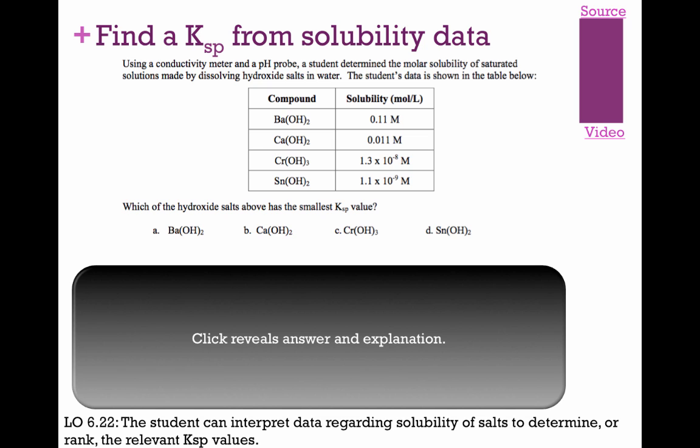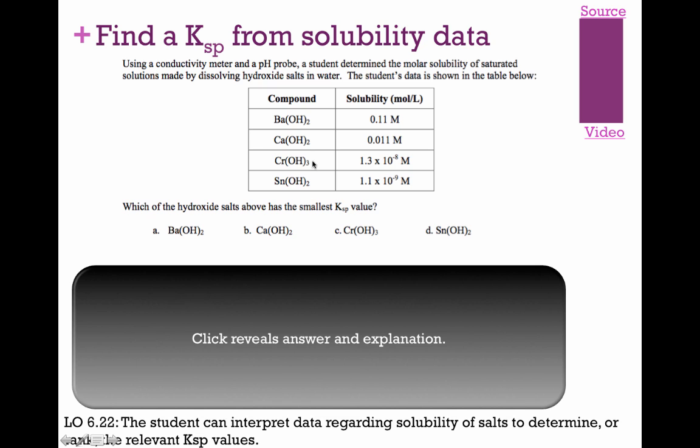So then, finding Ksp from solubility data. Let's say that using a conductivity meter and a pH probe, a student determined the molar solubility. Molar solubility is how much solid you dissolve in water. Molar solubility is that number that we can put underneath the solid in the equilibrium equation. And it says, which of the hydroxide salts above has the smallest Ksp value? There's one of two ways that we can go through and solve this. We can solve the Ksp for each. Right? Or, well, we're going to have to solve for the Ksp for each. And here's why.